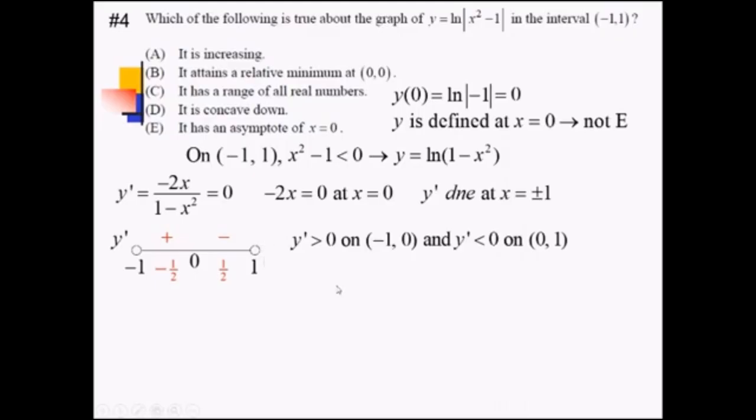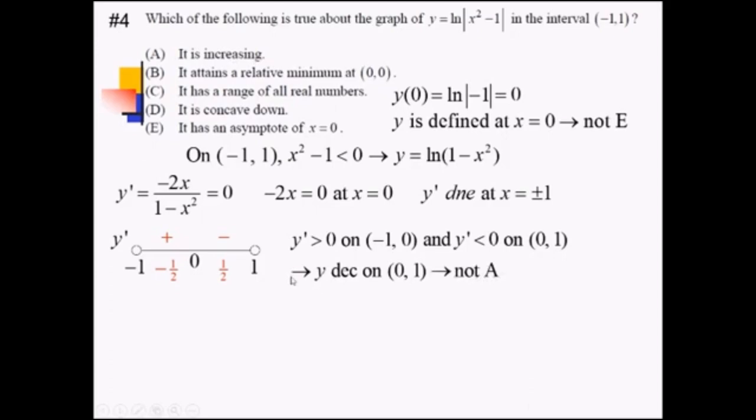So this establishes a few things. For one thing, y is decreasing from 0 to 1. Well, if y is decreasing on a piece of this interval, we can't say, like we did in choice A, that it's increasing across the whole interval from negative 1 to 1. A piece of this is not true, so we can eliminate choice A.